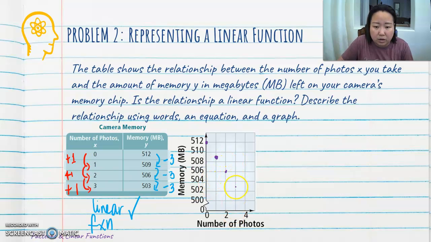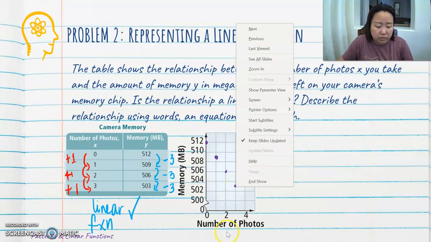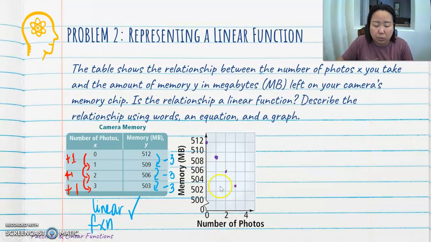So what can you predict to be the memory size if you have 4 pictures? If you subtract another 3, then you will be at 500 megabytes. So you would see that this is going to be a straight line following here.